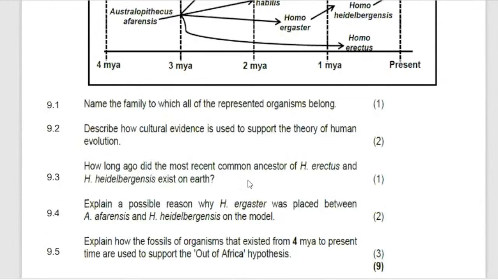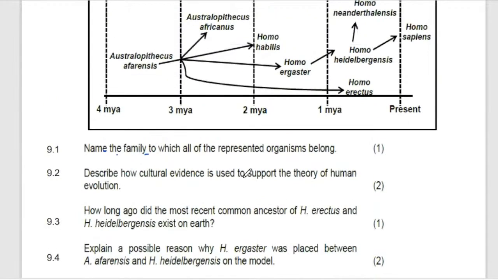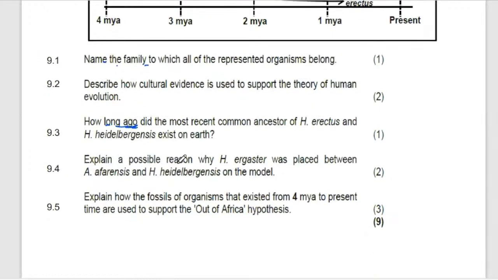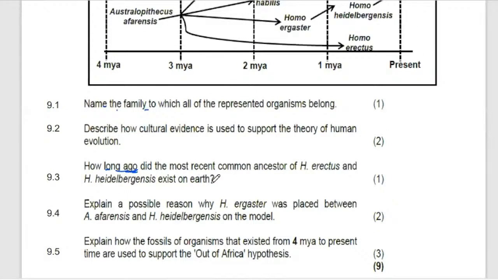Then let me just go here. Lastly, name the family to which the organisms belong: Hominidae. And then describe the cultural evidence. We talked about it. Most recent? How long ago? So you talk about how many years ago? Yes. And then explain the possible reason why Homo ergaster was placed between Australopithecus afarensis and Homo. Then it means that it's a transitional fossil, therefore it has characteristics of both this and this.